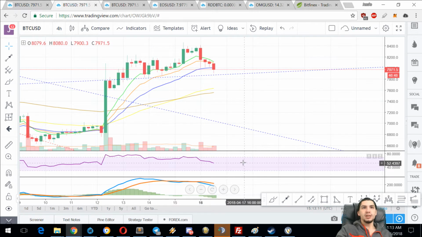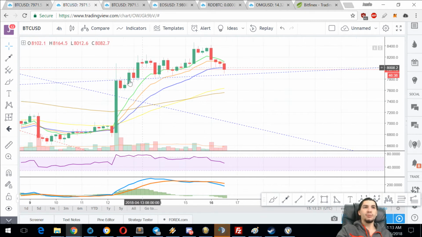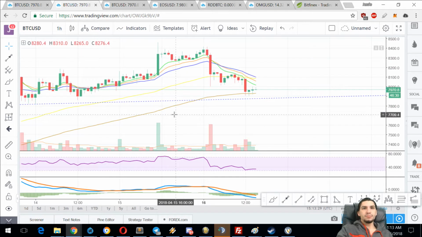I want to see at least one or both of my indicators down here agree with my moving averages, or agree with my chart pattern or my candlestick pattern. I want to see some kind of confluence between my indicators before I decide to risk my money in the markets. A 1 hour chart.